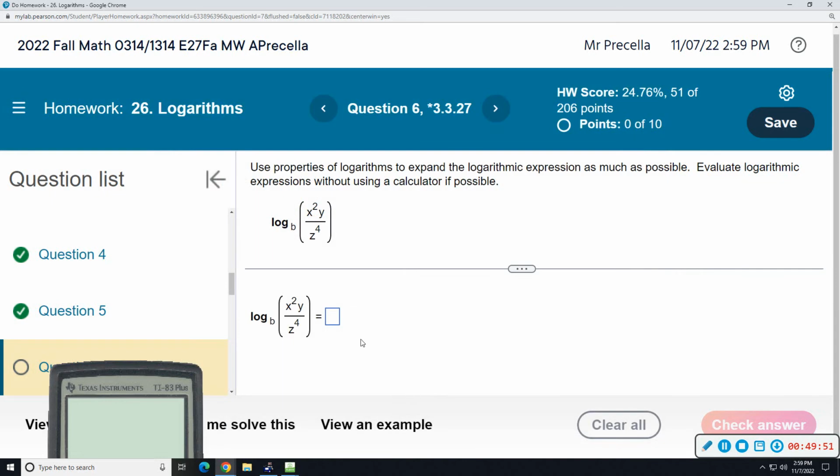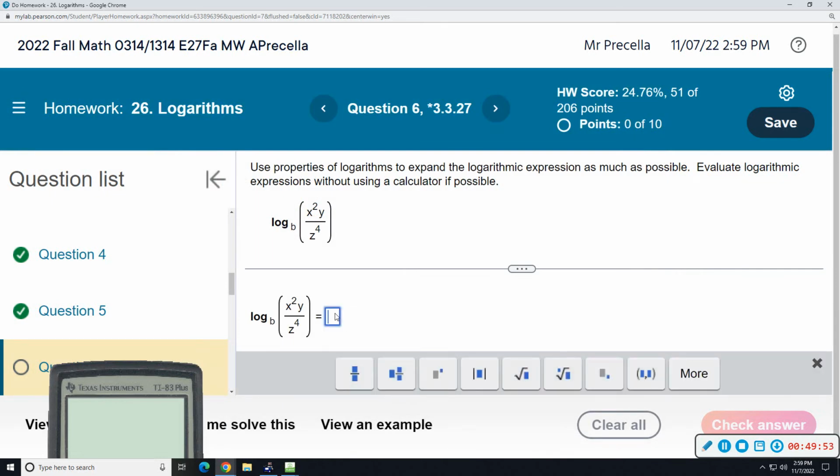So I'll close it. This is one of those problems. There's no work to it. I'm going to separate this into how many logarithms? Think about where the multiplication and division goes. Right up on top, the x squared y, that's times, isn't it? So this is going to separate into 1, 2, 3 logarithms. How many minus signs am I going to have here? Just that one for the z.